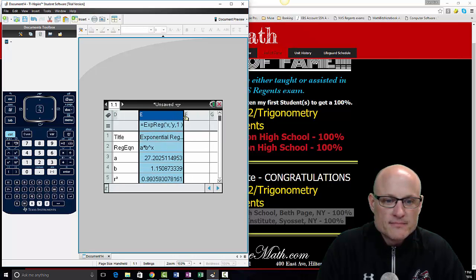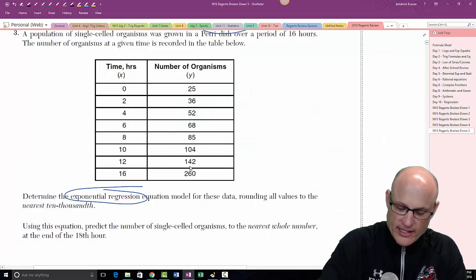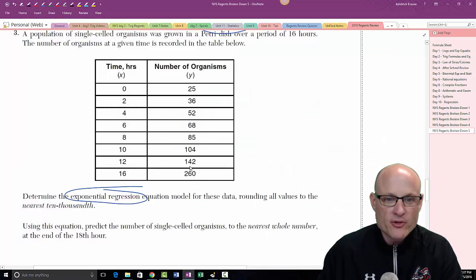Exponential regression, once again, we called our list X, we called our list Y. All right. So there's our numbers again. Again, I didn't give you a lot of room on this one. Sorry. If you're following on my sheets, just use this up here.